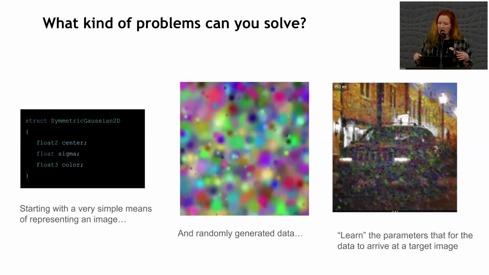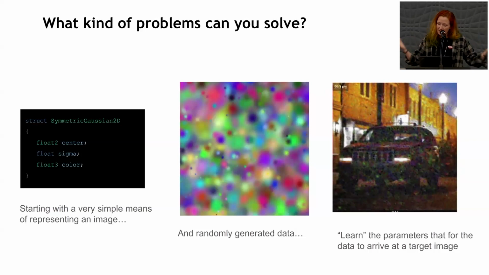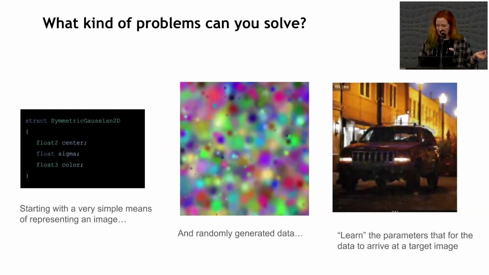So you can represent a 2D image as a bunch of splats. And you could randomly generate a bunch of splats to get basically a 2D image of noise. That's what this very colorful thing in the middle is. But how do you know what values the splats need to have in order for them to be something meaningful, like an image of a Jeep? That's where the training comes in.